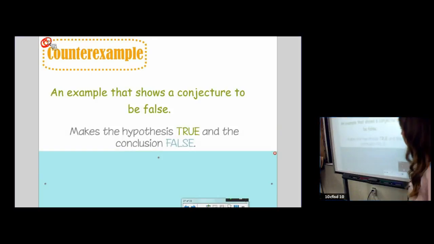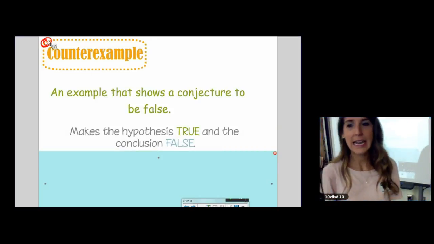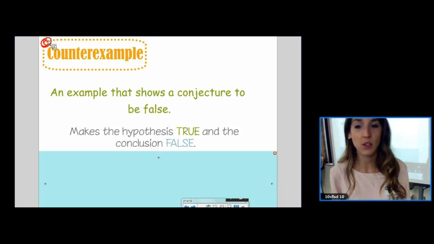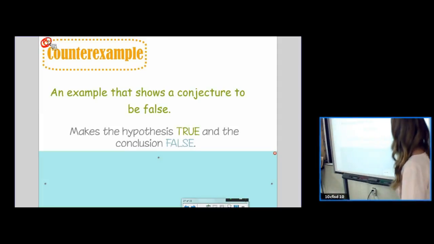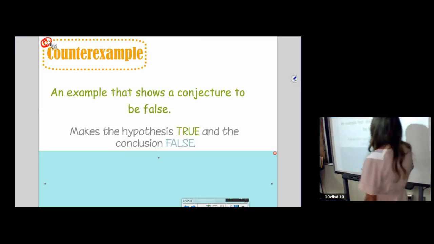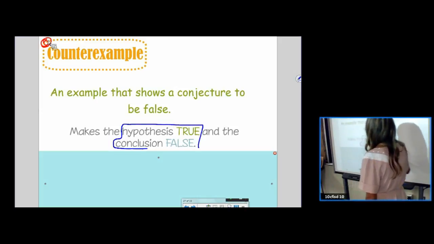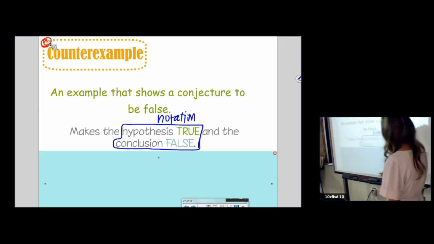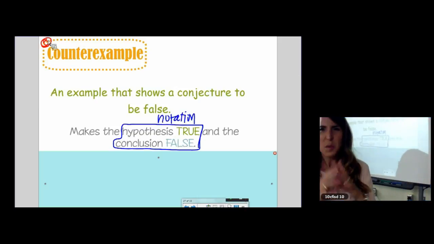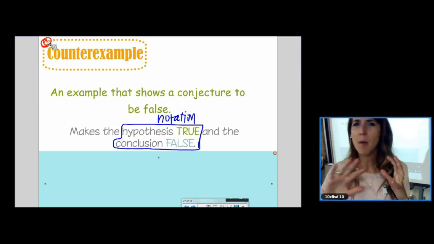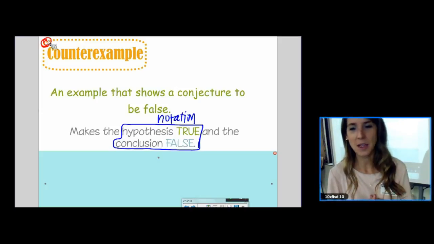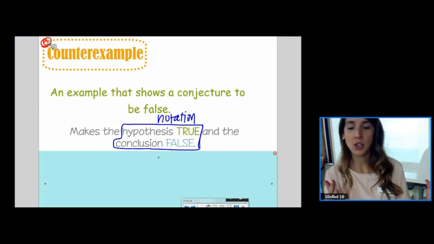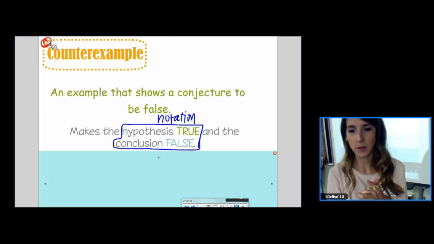So here's an example. Well, let me tell you this first. In a counterexample, you want to make the hypothesis true, and you want to make the conclusion false. There's no notation for counterexample, so I would put this in the notation column. Hypothesis true, conclusion false. I would write that in the notation column, because that's good to remember. So you want this sentence to sound like it's true, you're leading them on, and then boom, you catch them and you prove them wrong. So the beginning has to be true, the end needs to be false.